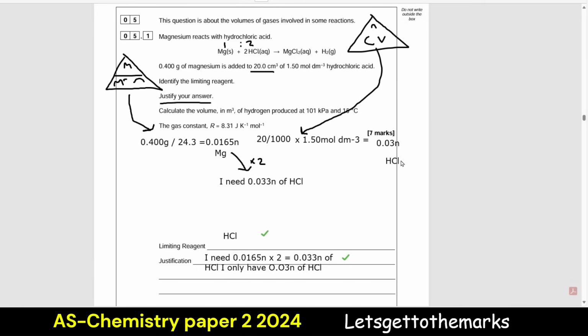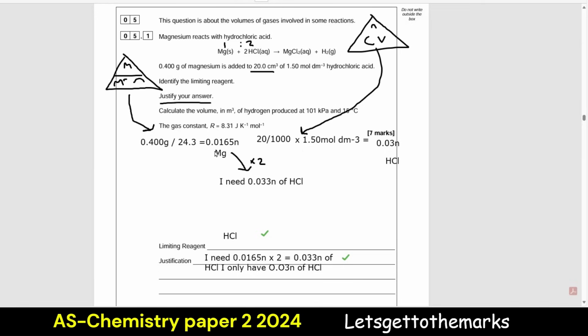Now, can you justify this in another way? Yes. What I could do is say I've got 0.03 moles of HCl, divide that by 2, and say 0.03 HCl will only use up 0.0150 moles of magnesium, which means we're going to be left with 0.0015 moles of magnesium in excess. So you could argue it a different way.